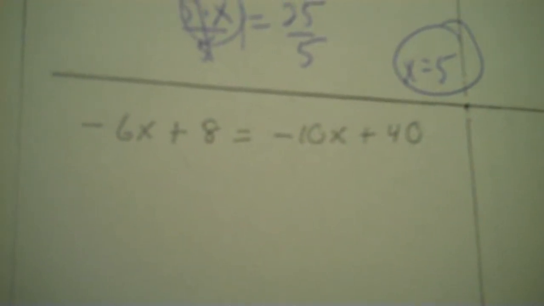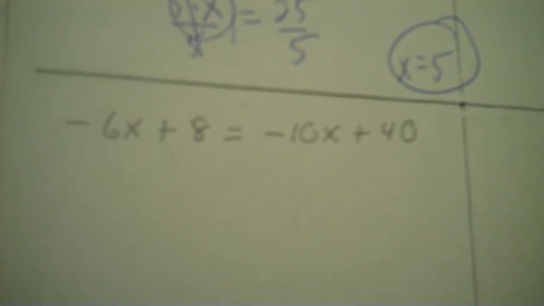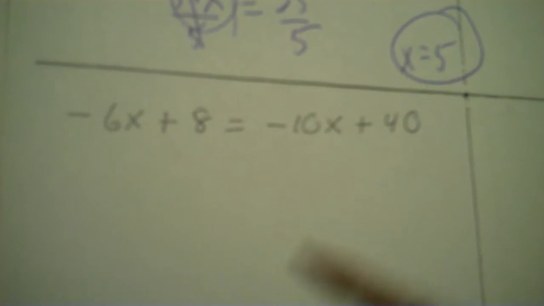Okay, next problem. Negative 6x plus 8 equals negative 10x plus 40. Again, there's no parentheses, but I have two different x's. Now, again, they're on opposite sides, so we can't make that v like we did up there. So I pick one of them, it doesn't matter which one.